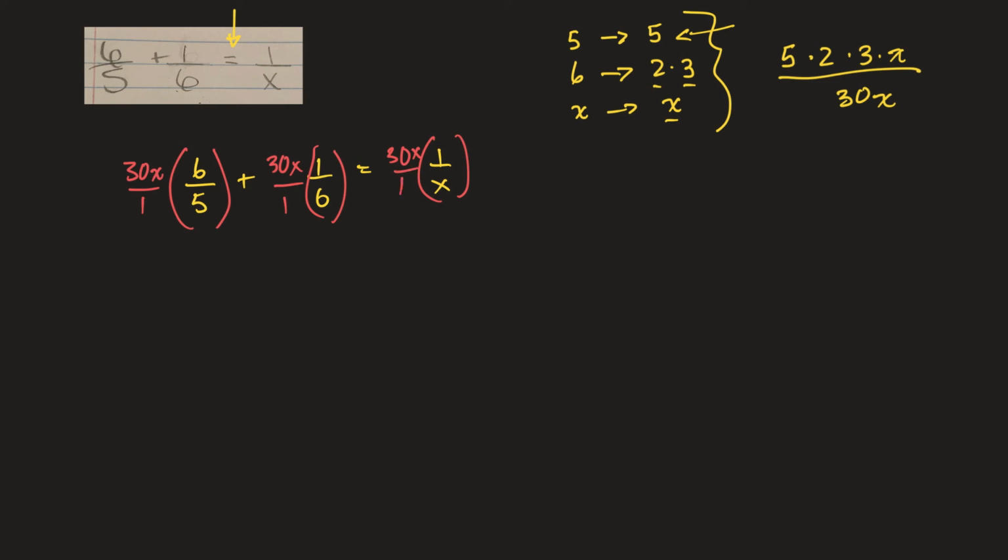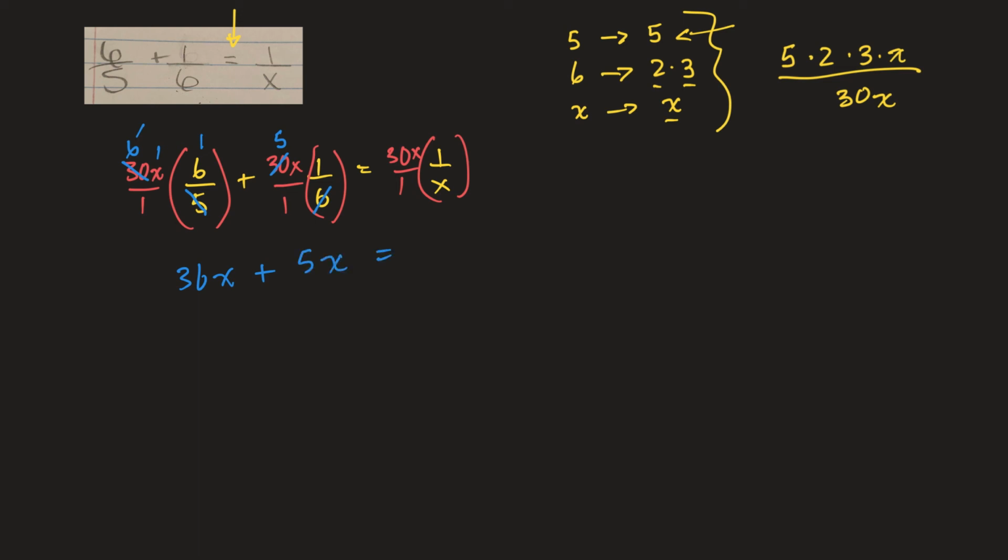Okay, so now what you could do is just go 30x times 6 all divided by 5. Or you can just simply cancel. 5 goes into 30 6 times. So then I have 6 times x times 6, which would be 36x. Plus, next one, 6 will go into 30 5 times. So 5 times x times 1 would just be 5x.